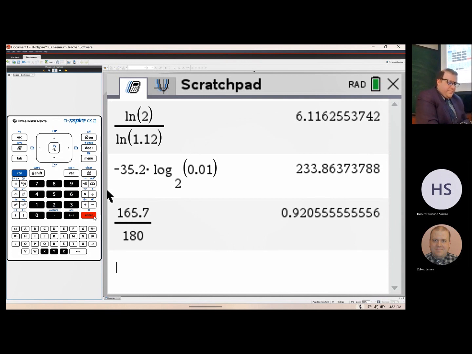Why are we dividing it? Because we're multiplying by pi over 180. We're leaving pi alone, so it's 165.7 divided by 180. This brings in the idea of something else you are all familiar with if you've taken any kind of science course: the idea of sig figs.